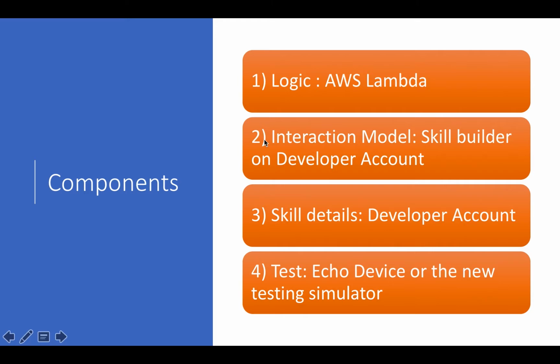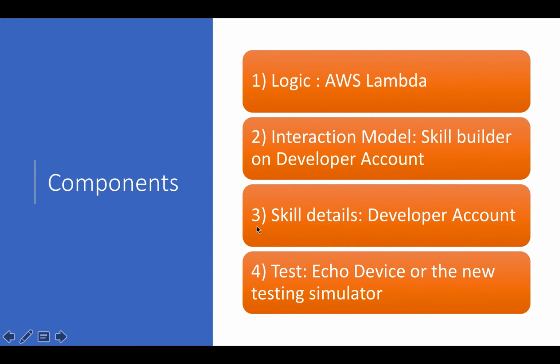The second component of an Alexa skill is an interaction model. Right? The interaction model is the model that will be used for the users to interface with the backend, right? So it's like a model for communication.